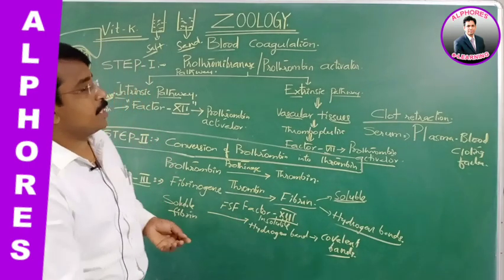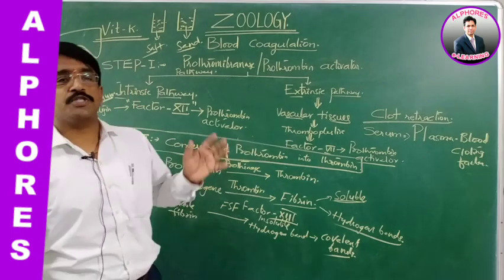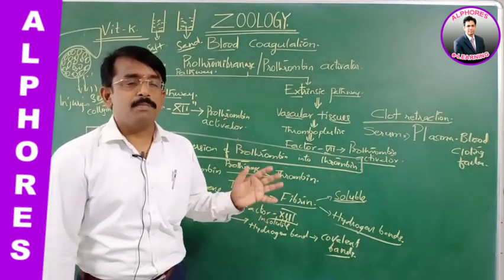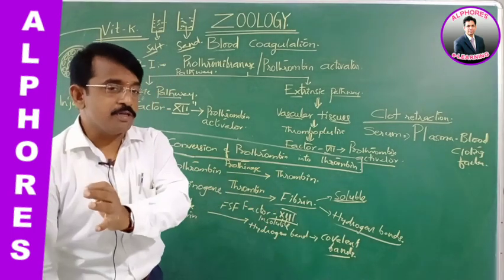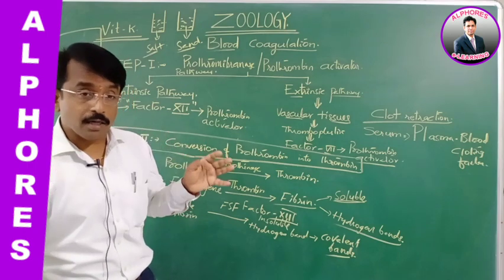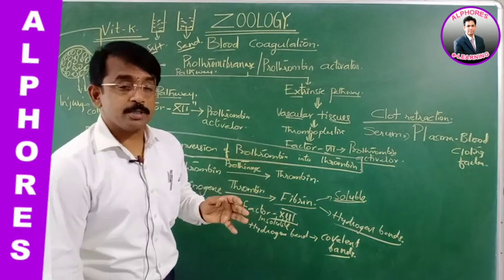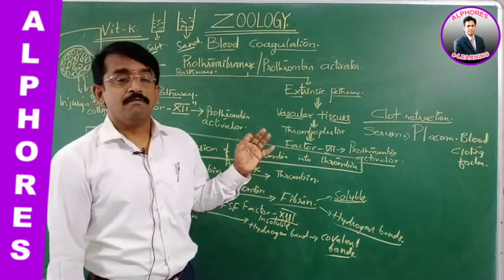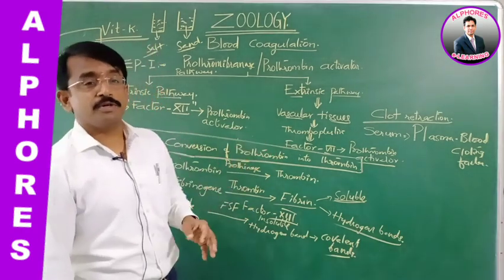There are certain instances in certain individuals where, in spite of injury, the blood does not clot, which is said to be hemophilia, bleeder's disease, and it causes blood loss. It is a genetic disorder, which is an X-linked recessive disorder.